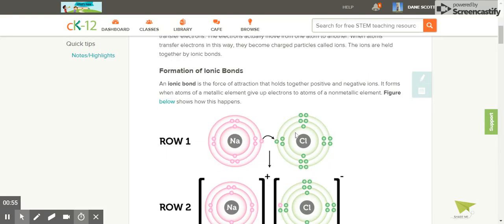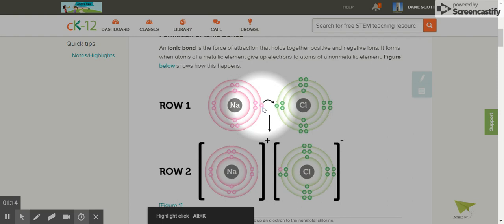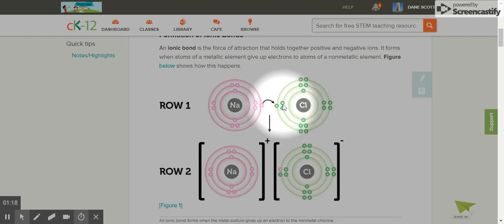An ionic bond is the force of attraction that holds together positive and negative ions. It forms when atoms of a metallic element give up electrons to atoms of a non-metallic element. The figure below shows how this happens. Notice sodium has one valence electron. Chlorine has 7 valence electrons.